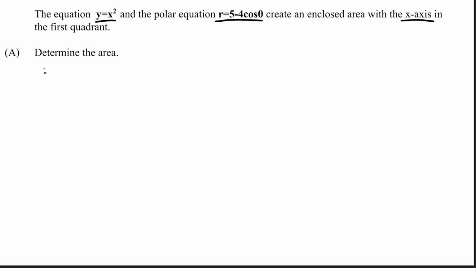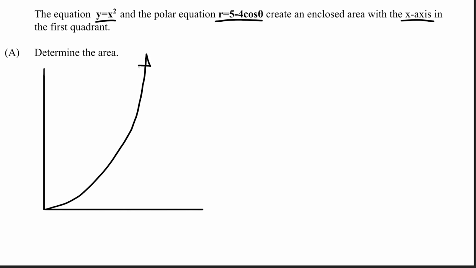So I'm going to first draw out the first quadrant and then sketch y equals x squared, which you should be pretty familiar with. And then using the help of a graphing calculator, I can sketch what the cardioid 5 minus 4 cosine theta looks like. So it looks something like this. And so what we need is this area here.